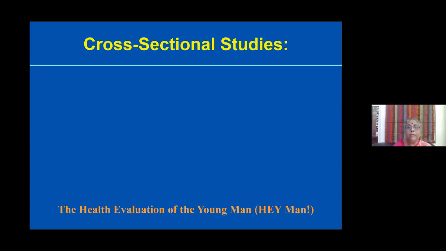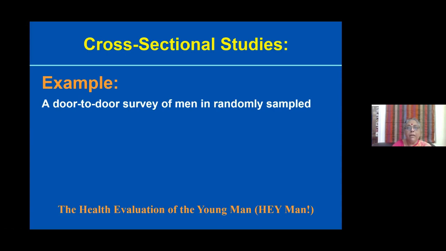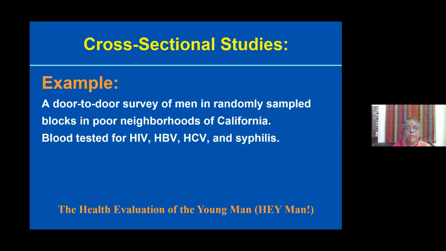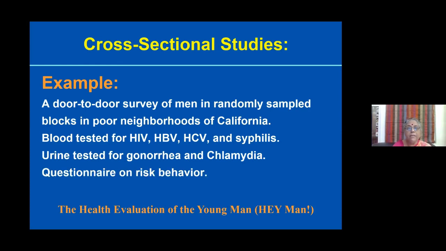Now, this is an example of a cross-sectional study, the Health Evaluation of the Young Man, or the HEY MAN study. A door-to-door survey of men in randomly sampled blocks in poor neighborhoods of California was conducted, and blood was tested for so many diseases: HIV, HBV, HCV, syphilis. Along with it, urine was tested for gonorrhea and chlamydia, and they had also applied a questionnaire on risk behavior. So we have done so many things in one cross-sectional study.